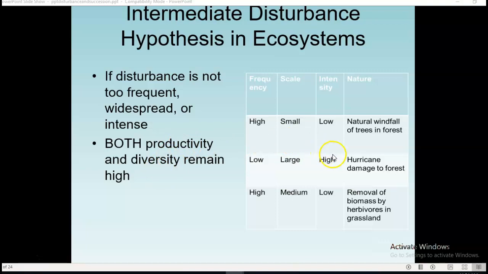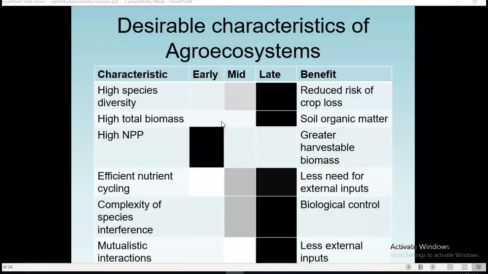We often need to prune, we need to graze. So it's a very interesting system to keep in mind, if you look across natural systems, at the frequency, scale, and intensity of disturbances. In nature, it may be a high frequency, such as natural windfall of trees in the forest. This takes place often, but the scale is small and the intensity is low. Hurricane damage, on the other hand, does tend to be a very large scale, widespread, and very intense disturbance, but it doesn't happen frequently. The biomass removal of herbivores in grasslands by grazing takes place frequently, the scale is medium, and its intensity is low. So using intermediate disturbance is a way to maintain the agroecosystem.